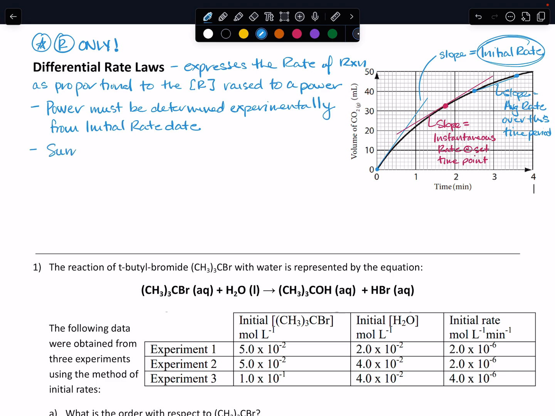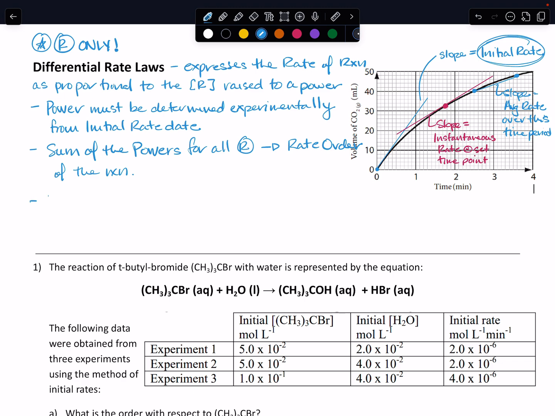The sum of the powers for all reactants is called the rate order of the reaction. Now, if you look at each power individually, that is the rate order for that particular component. But when you add those powers up, you get the overall rate order of the reaction. And that is useful information because it's going to help us with units for k, which maybe I should tell you what k is.